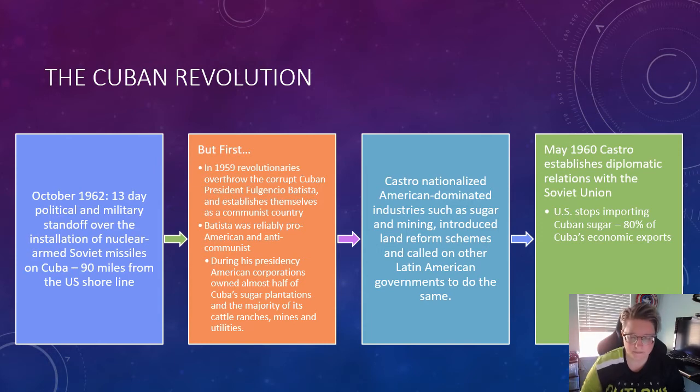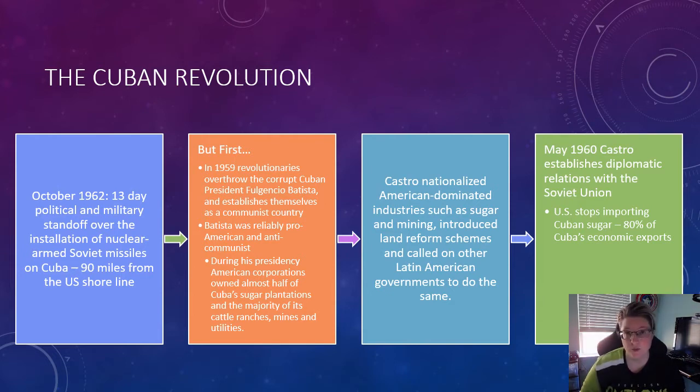Now, at the time, American corporations and wealthy individuals owned nearly half of Cuba's sugar plantations and the majority of its cattle ranches, its mines, and its utilities. So think about that, right? So almost half of the entire country's goods were not just being made, they were owned. The raw materials for it were owned by Americans, not by Cubans. And Batista did very little to restrict U.S. operations. So native Cubans felt like they were getting the short end of the stick. And to be honest, they really were.